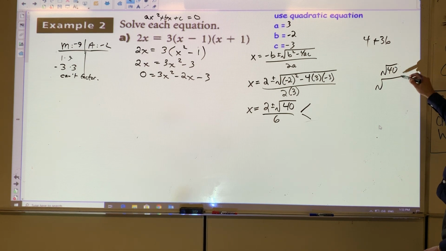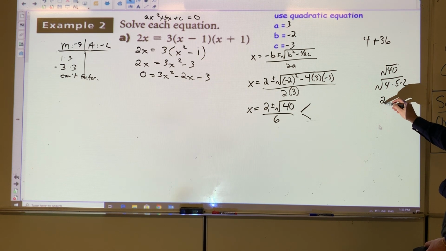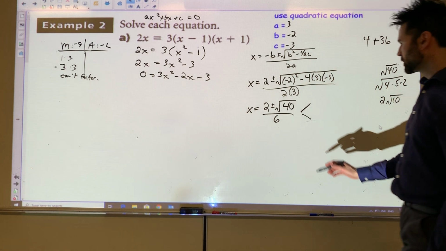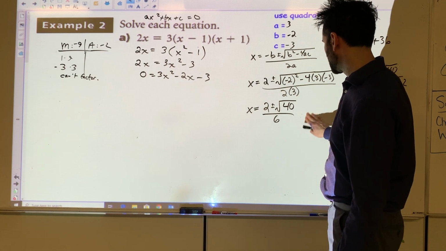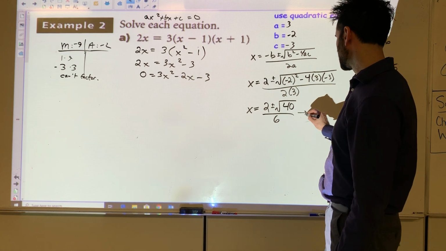So square root of 40, what are 2 numbers that multiply to 40? 4 and 10, perfect. Now 10 is 5 times 2. So I got 4 times 5 times 2. Square root of 4 is 2. Can't reduce that anymore, so you get 2 times the square root of 10. So we could potentially start doing that. I will always try to simplify them.